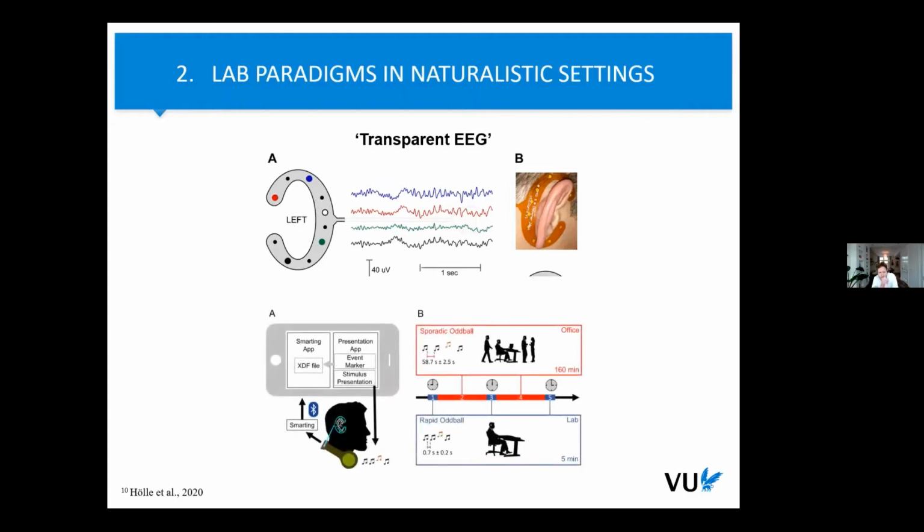So a study this year came out where they used this transparent EEG in combination also with the oddball task, but then with the stimuli being very sporadic. So each minute there was a stimulus, for example. And that made it possible that the participants could work a full working day while their attention level was measured as well with the sporadic oddball task.